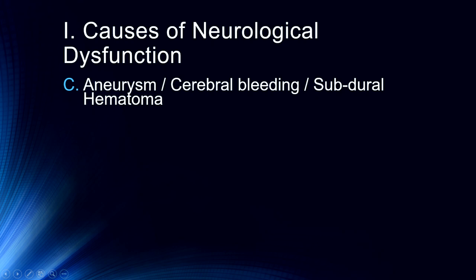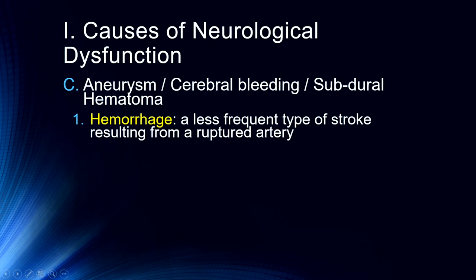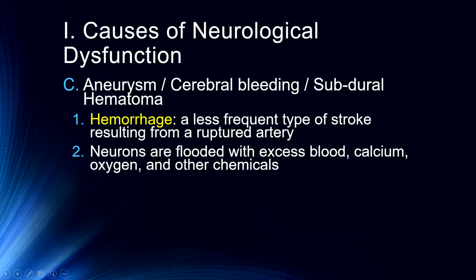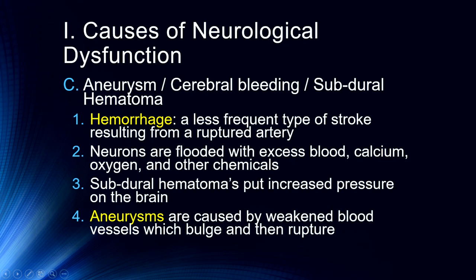An aneurysm is an unusual injury which can cause pretty significant damage. So these next types of damage we'll talk about are some sort of bleeding within the brain itself. When we talk about a hemorrhage, this is a less frequent type of stroke which generally results from a ruptured artery. Essentially a blood vessel has burst and the patient is no longer receiving blood to parts of the brain because instead of continuing along the artery, it is rapidly flowing into the brain, which can cause secondary damage. Neurons are then flooded with excess blood, calcium, oxygen, other chemicals, and as a result, we get pretty significant damage.